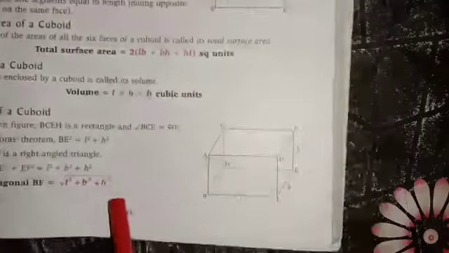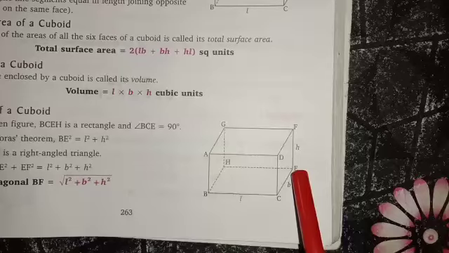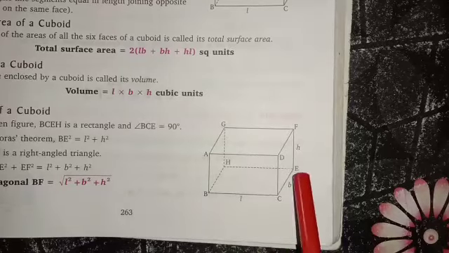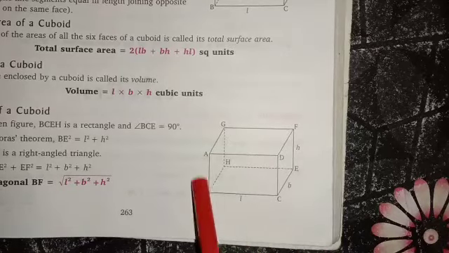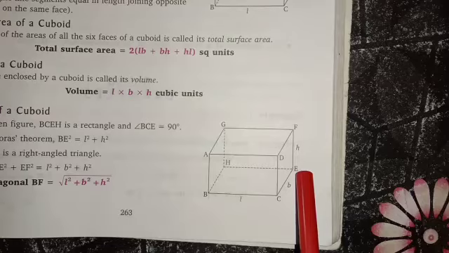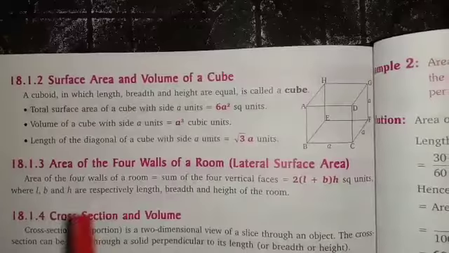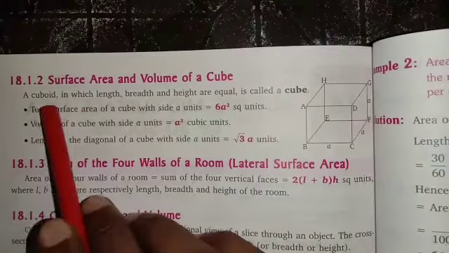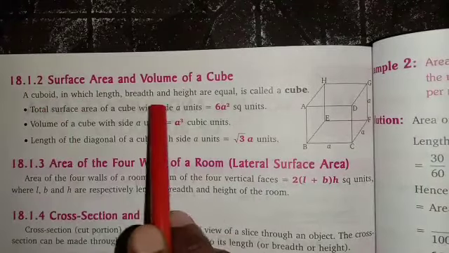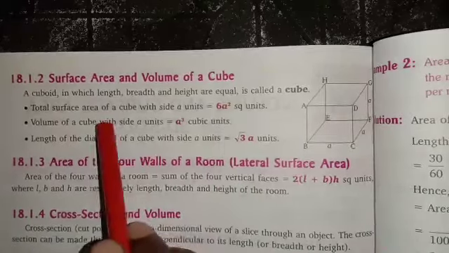In case of cuboid, this is the length, this is the breadth, this is the height. If the length, breadth, height are equal to each other, then this will be converted to a cube. Then how to find out total surface area of cube and volume and diagonal? Let me discuss. Just see. First of all, see a cuboid in which length, breadth and height are equal to each other. It's called a cube.